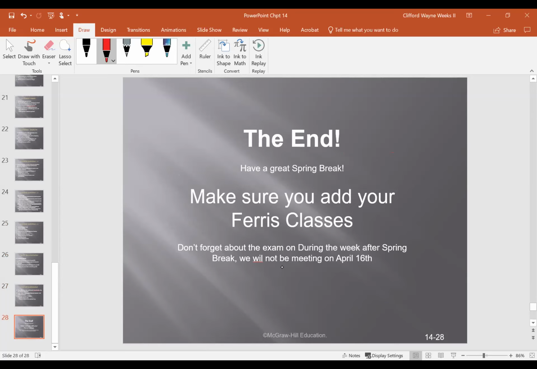A couple things that I again want to highlight that I'm sure I mentioned in class. Make sure that you add your classes for Ferris. Ferris opened up on Monday. So if you don't know what classes you need, you can schedule an appointment with me. You can actually send me an email. I'll respond. There's a link there.